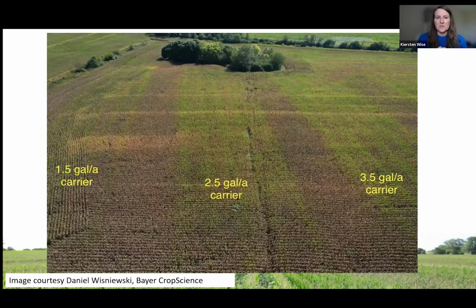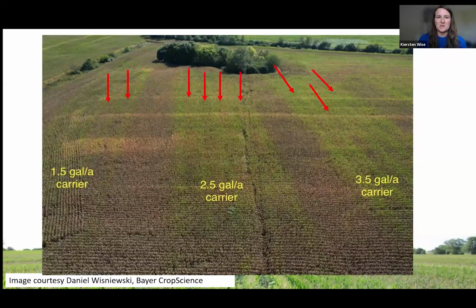This is a picture that was given to me courtesy of Bayer Crop Science. This is actually a field in Pennsylvania where they were doing a drone application carrier volume trial. You can see that there are some differences in carrier volume, but if you hit advance, I'll show you what Bayer and I really started talking about: these streaks in the field. You can see the green lines in between those red arrows. That's the down and back of the drone application pass.